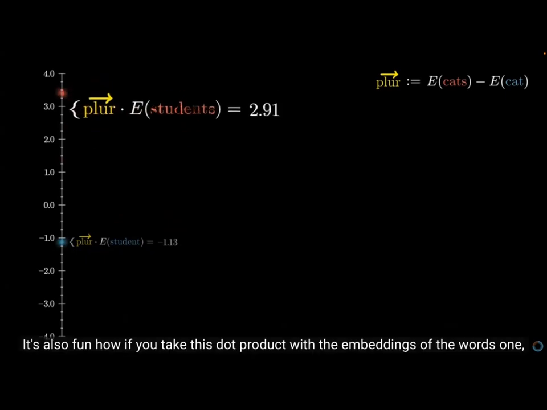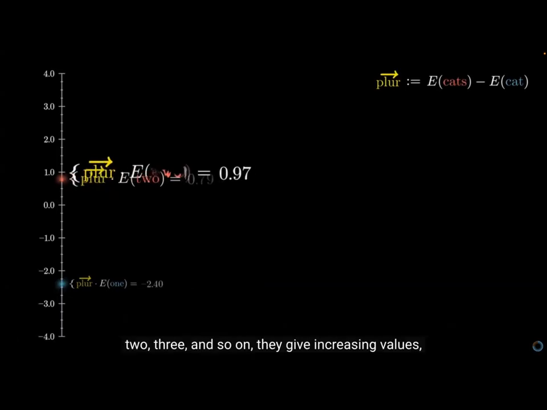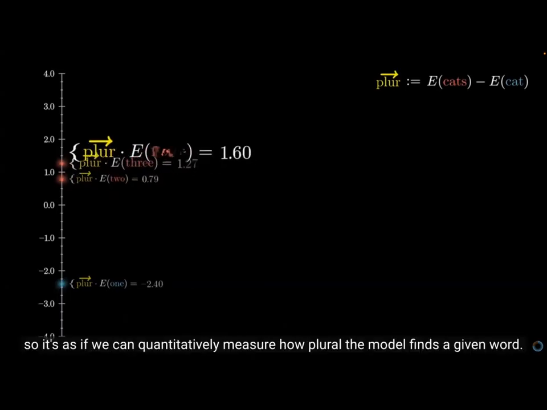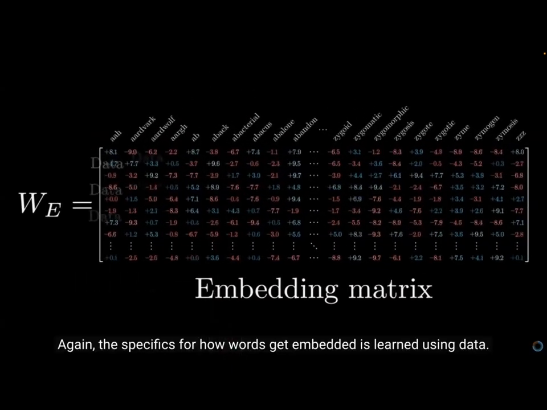It's also fun how if you take this dot product with the embeddings of the words 1, 2, 3, and so on, they give increasing values. So it's as if we can quantitatively measure how plural the model finds a given word. Again, the specifics for how words get embedded is learned using data.